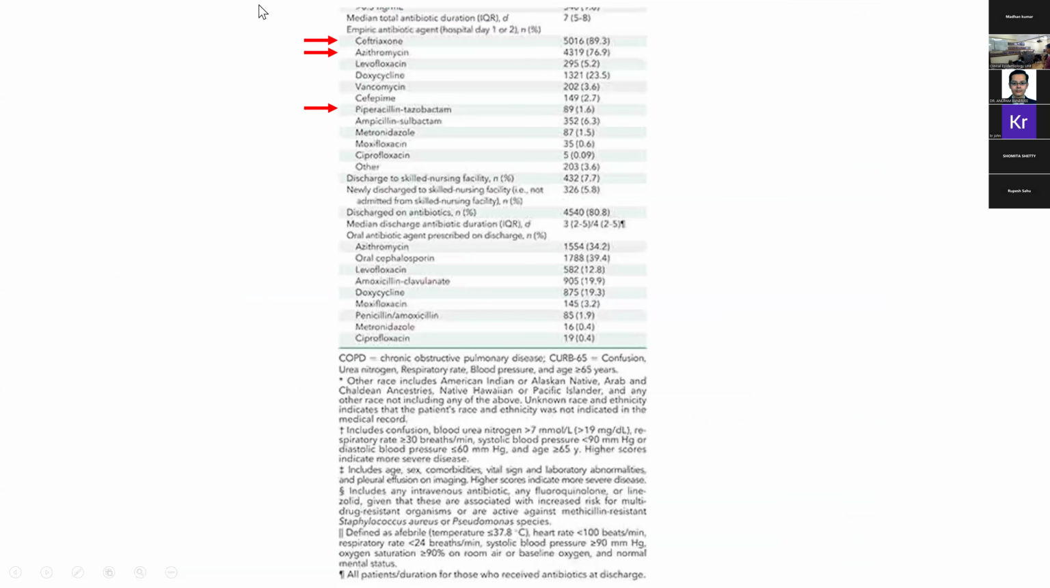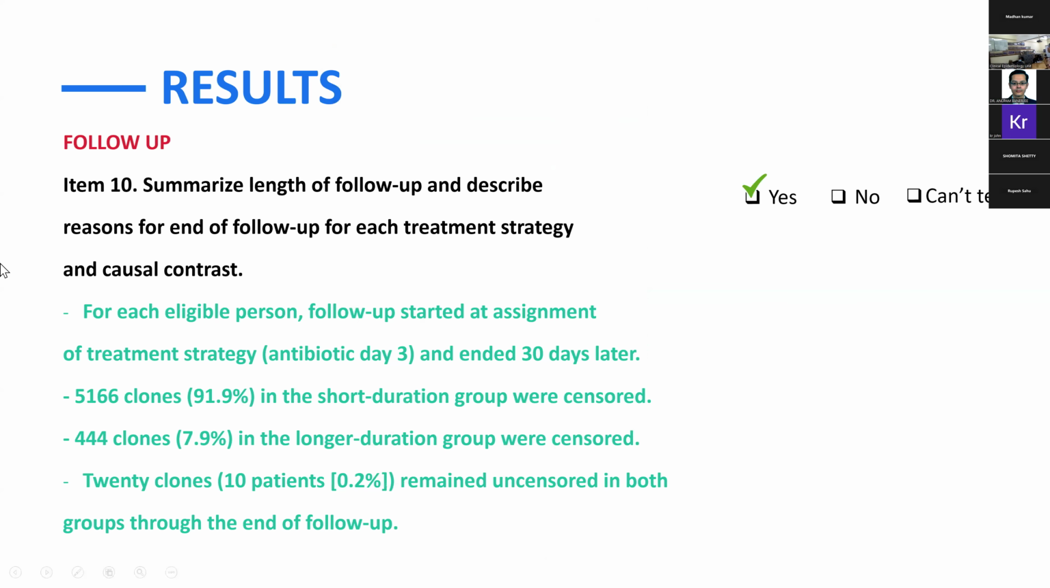Now, the antibiotics that we give, the guidelines there are basically ceftriaxone, which is a plain beta-lactam without a BLI, without a beta-lactamase inhibitor, and azithromycin. So, the peptides that we use is only 1.6%. Most of them were actually on ceftriaxone and azithromycin. So, we are coming to the results. Before that, follow-up. For each eligible person, follow-up started at assignment of treatment strategy, day 1, day 3, and ended 30 days later.